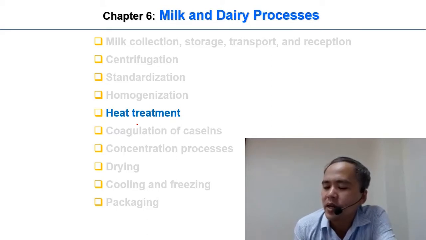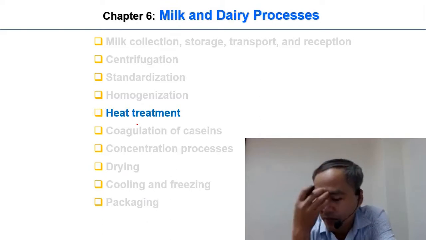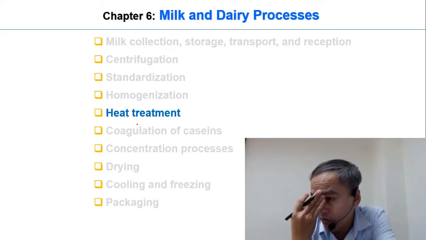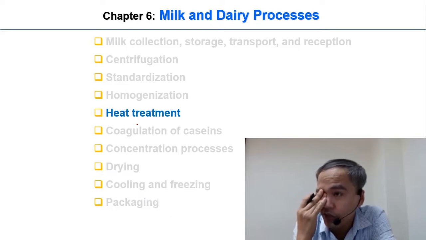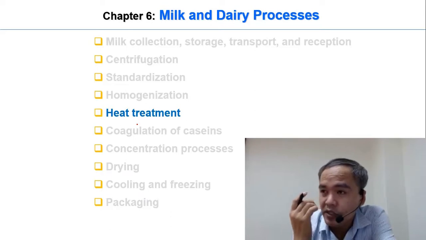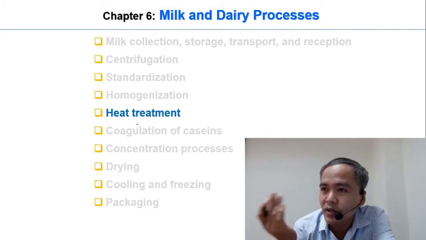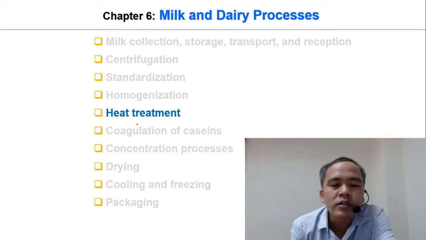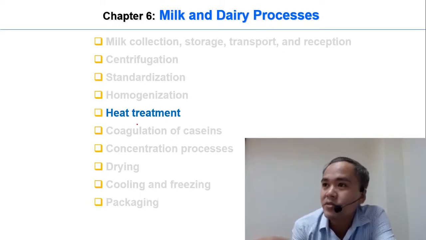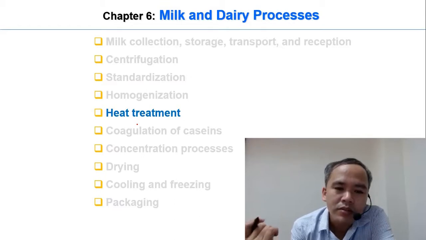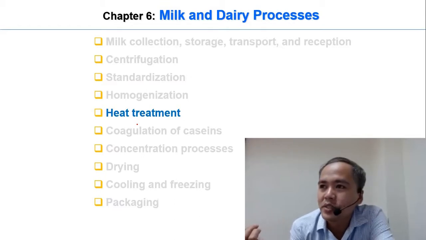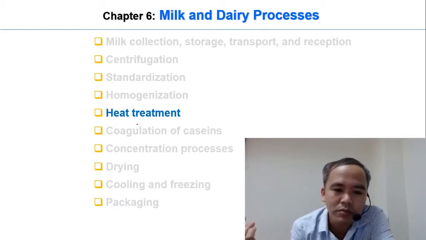To destroy microorganisms, to inactivate enzymes, to make the product safe. So you need to destroy especially pathogens. To extend the shelf life, you destroy not only the pathogens but other spoilage microorganisms as well. So the main objective of heat treatment is to make the product safe to eat, to make a product with an extended shelf life, and to generate convenient products which are ready to eat, ready to be served.